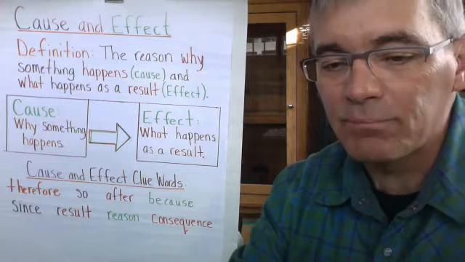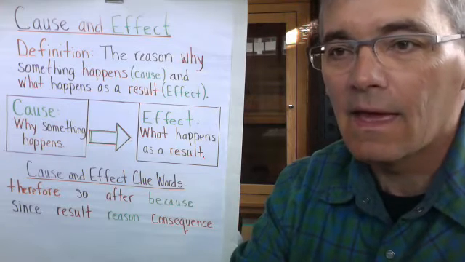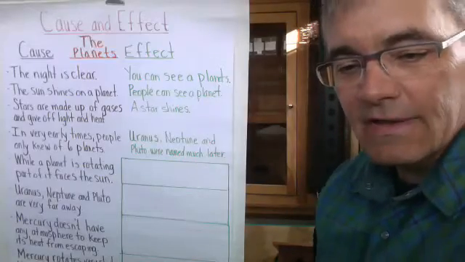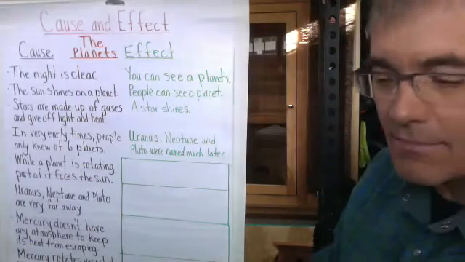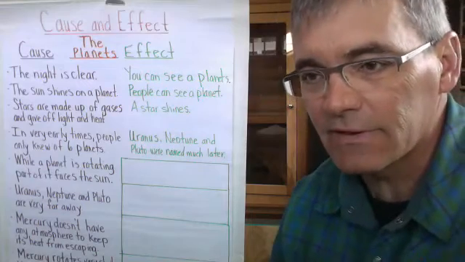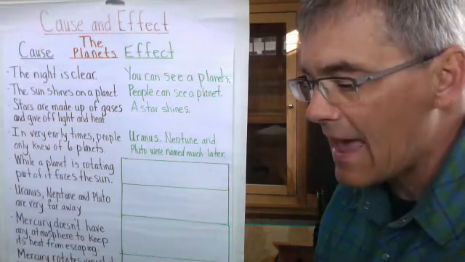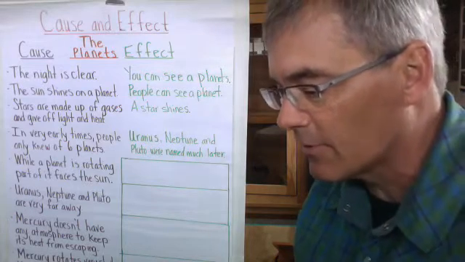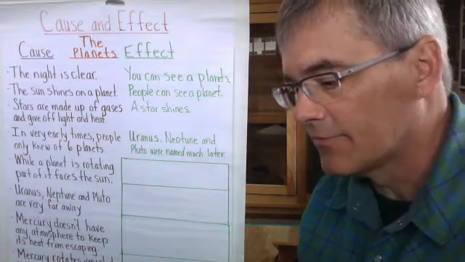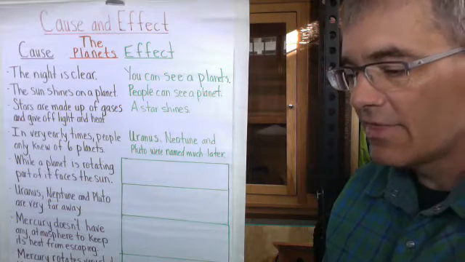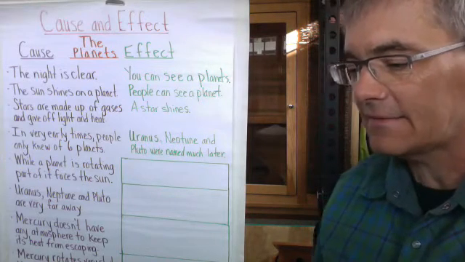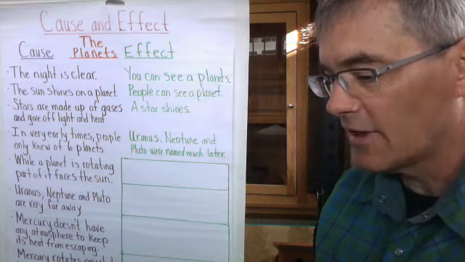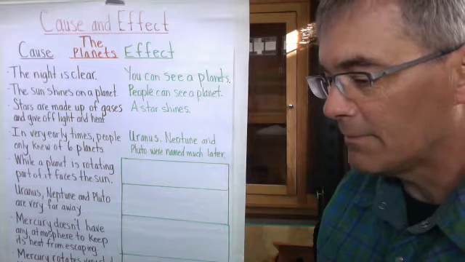We're going to be talking about the planets today as our cause and effect lesson. We will be using the planets, all 8 of them, as our cause and effect relationship. And you can see I have up here some cause and effect relationships already done for us to get us started. The first one is the night is clear. That is the cause. And then the effect, you can see a planet. The next one, the sun shines on a planet. People can see a planet.